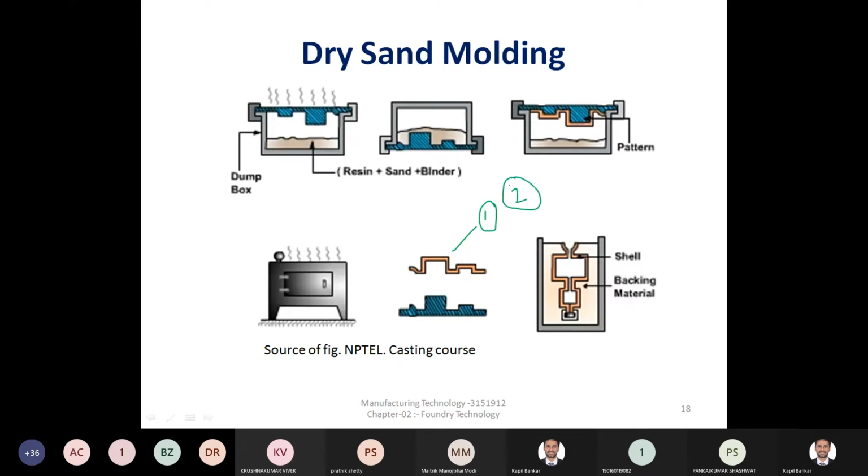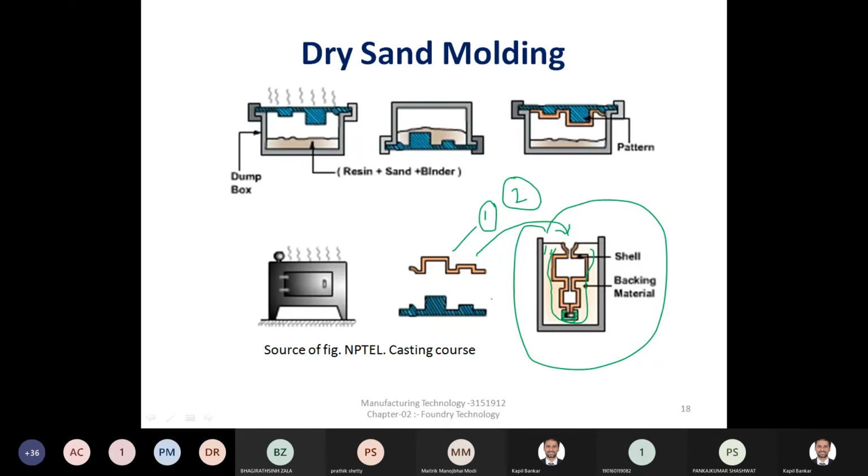Once the two parts are prepared, they can be assembled in this box. From the bottom side, you can hold both shells and place them in a container, and that container can be filled up with sand. Here sand is filled in. Got it? This is the shell molding process.